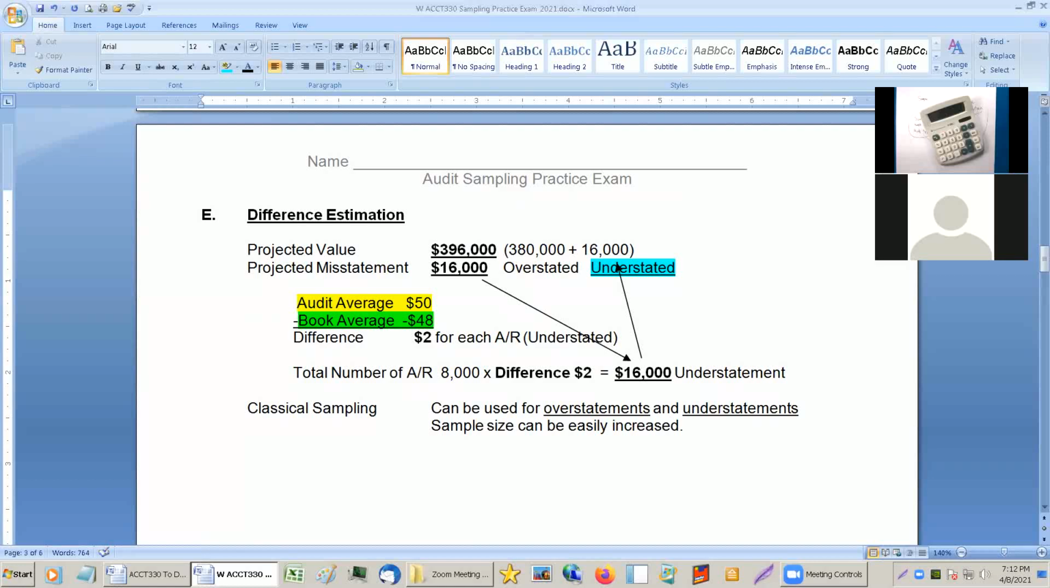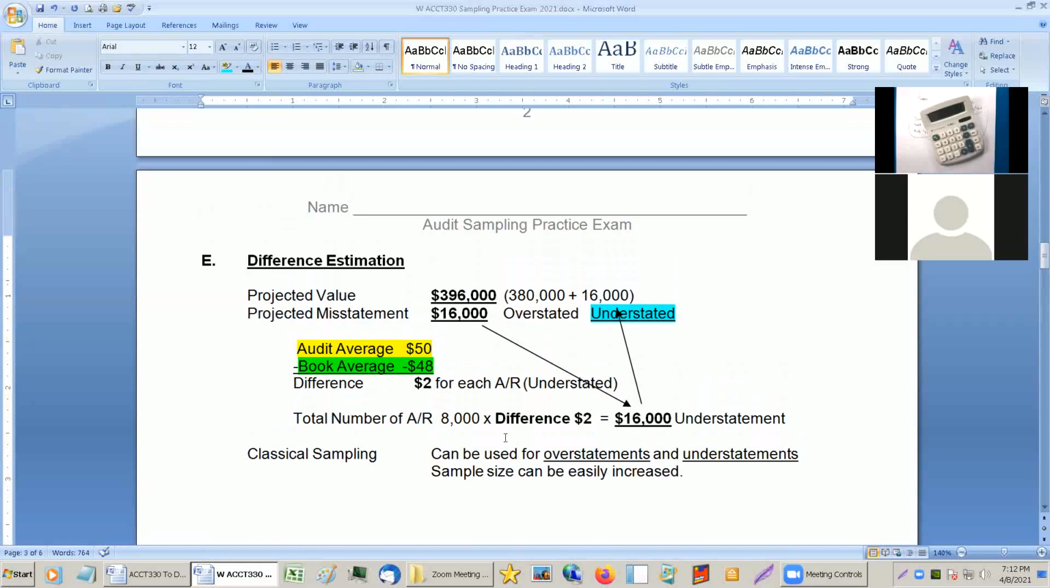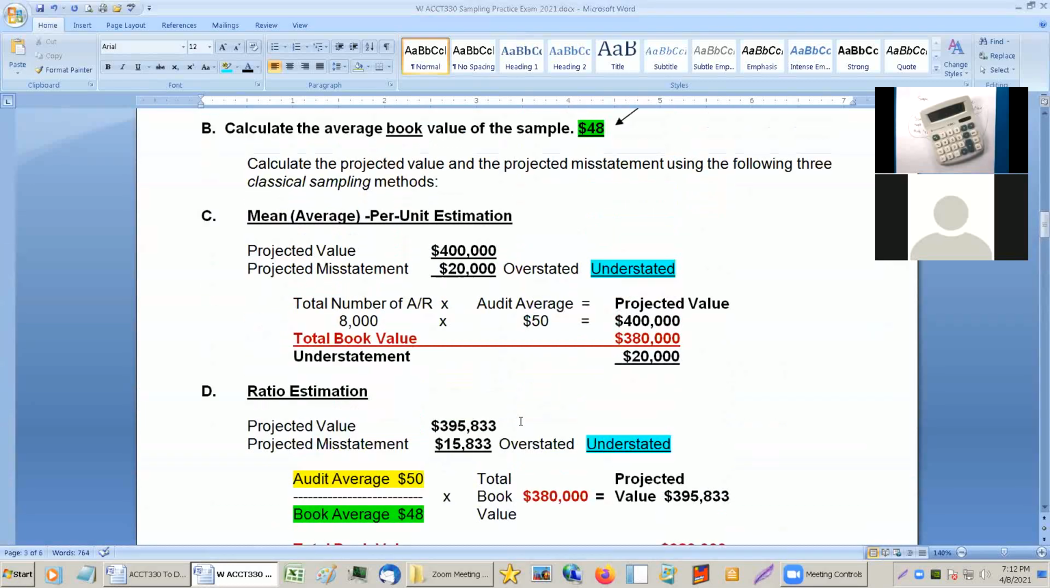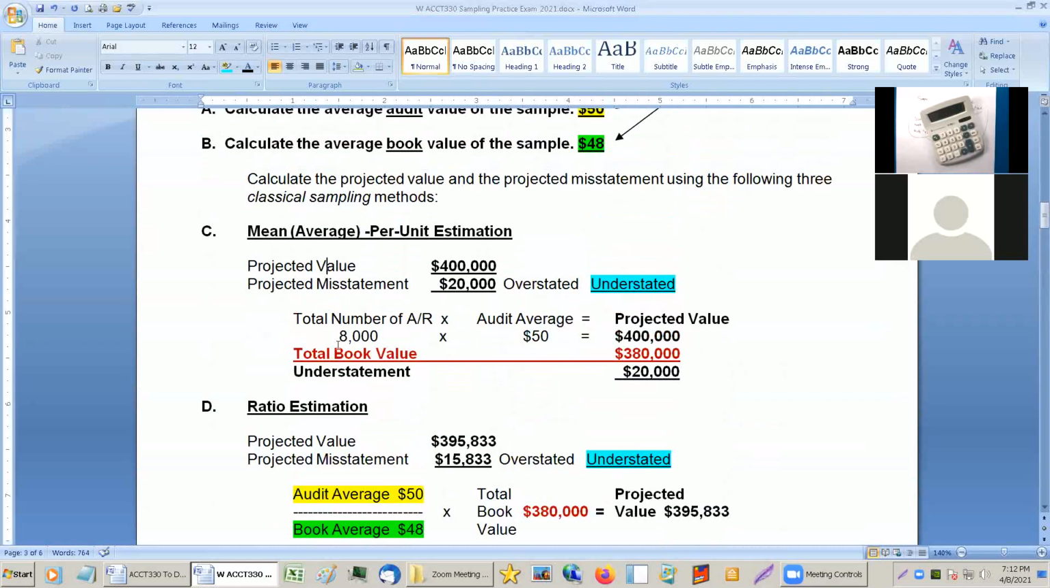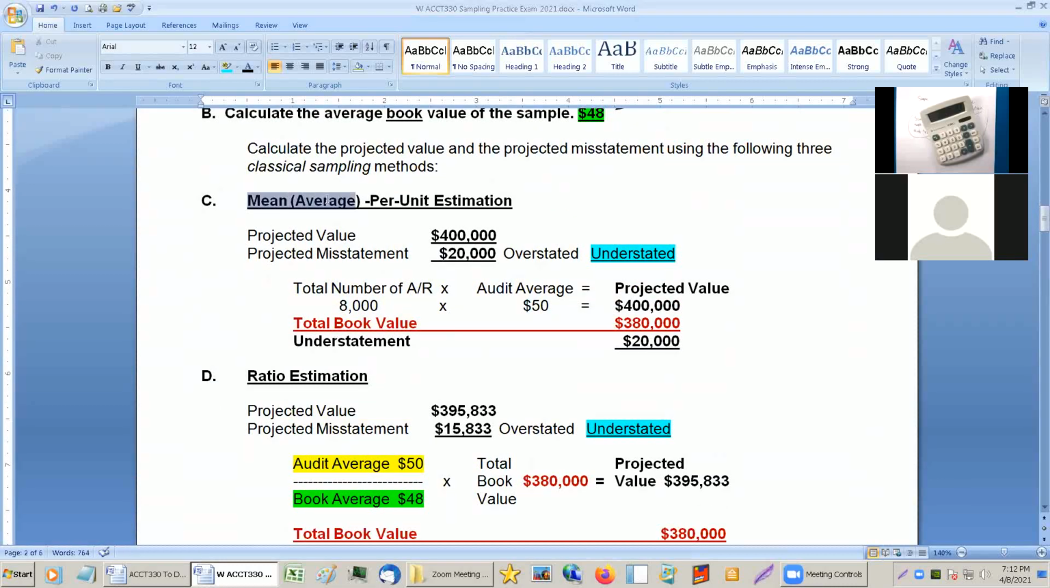Those are probably the two biggest advantages of it. There's a few other things, but those are probably the biggest ones. Now, as far as which one should you use, if the items are all about the same value, the mean per unit's a good one.